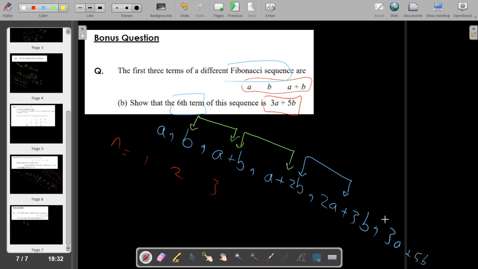So pay attention to this now. This is 3a plus 5b that is requested. If this is the sixth term, it means that we have proved that it's equal to 3a plus 5b for the sixth term. So this is the term where n is equal to 4, this is when n equals 5, and this is 6. So it's proved that the sixth term in this Fibonacci sequence is equal to 3a plus 5b.